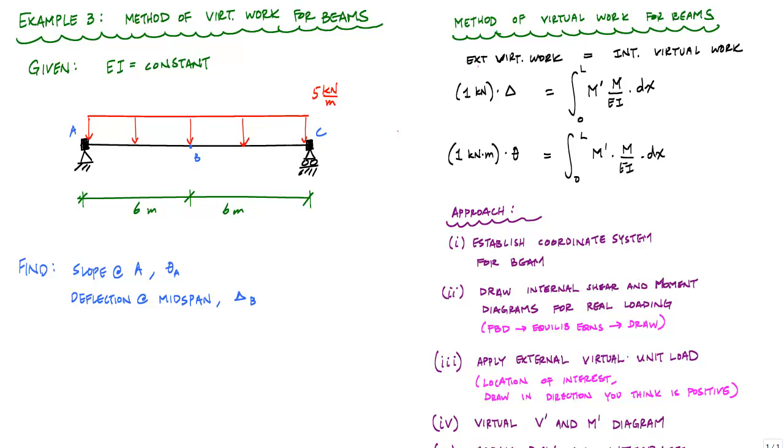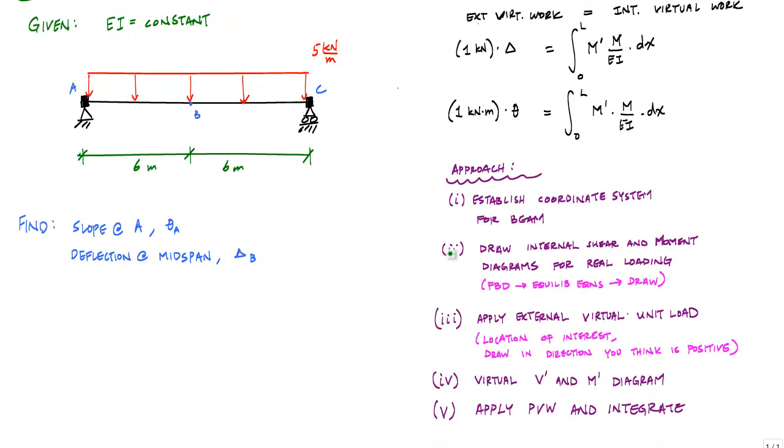And in this video we do our third example problem on the method of virtual work for beams. And hopefully you have observed the other two and you're very familiar with the process by now. And over here on the right, what I've done is just write out the formulations for the method of virtual work that's most used for beams. Down below is the general process or approach that I like to do when I'm trying to solve problems using the method of virtual work.